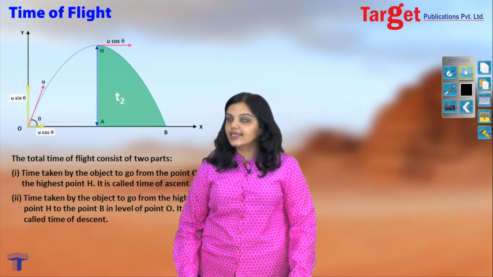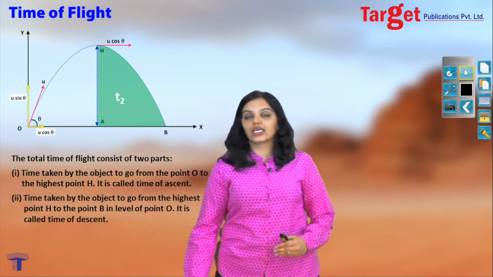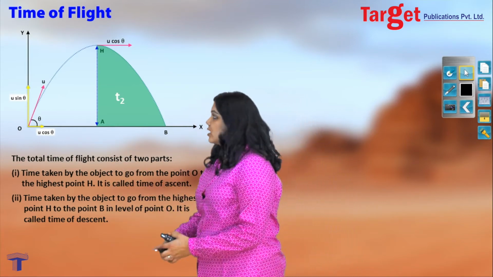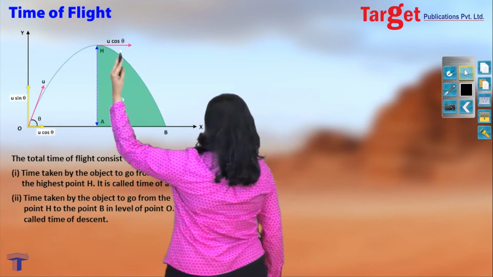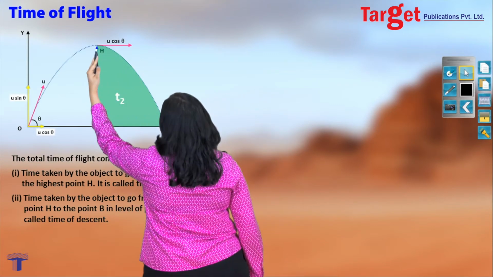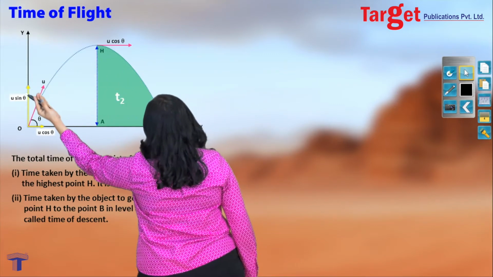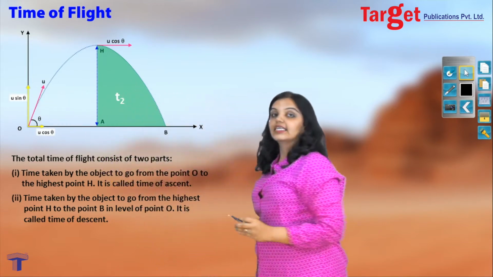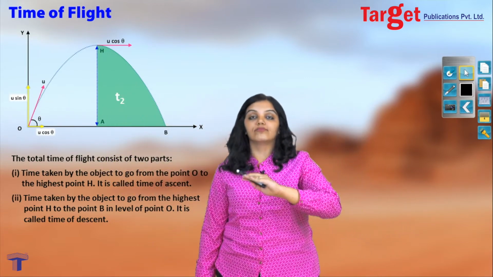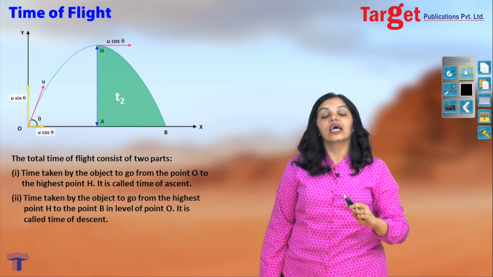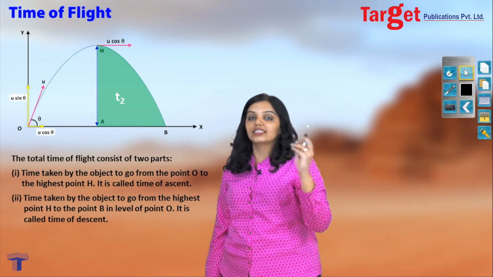But the idea is that the motion is symmetric about the y-axis. What does symmetric mean? If I draw a line right in the middle, then I can see that the motion path on the left and the right looks exactly the same, and therefore I say that the motion, that is the path, is symmetric, and therefore T1 and T2 are the same.